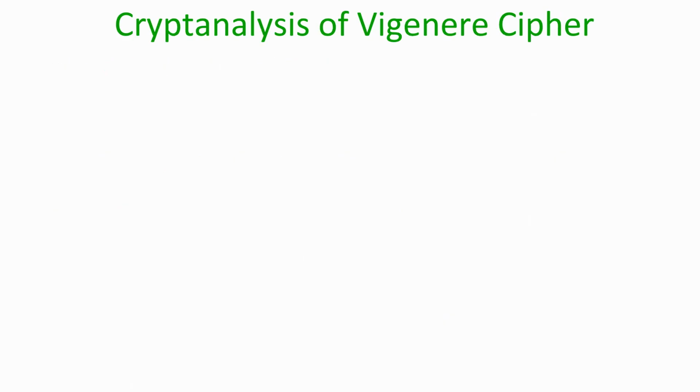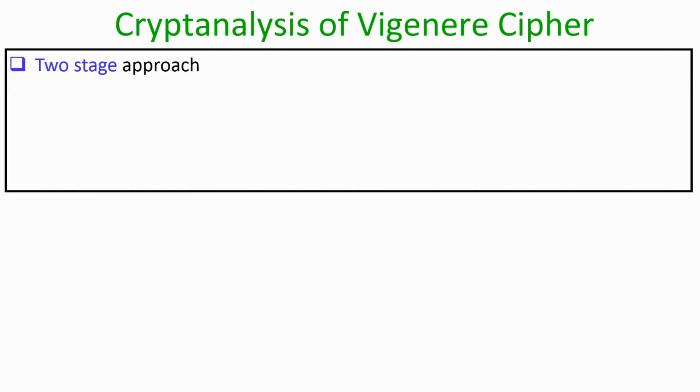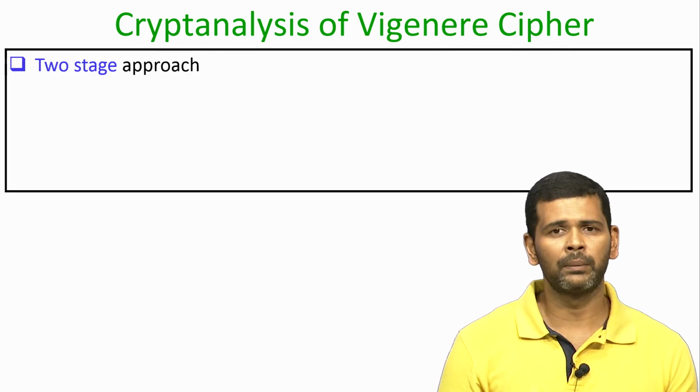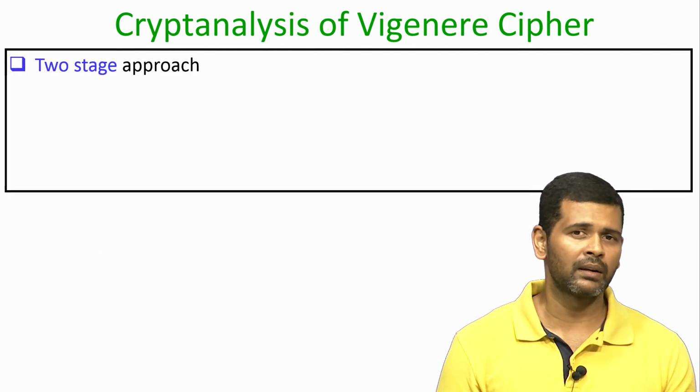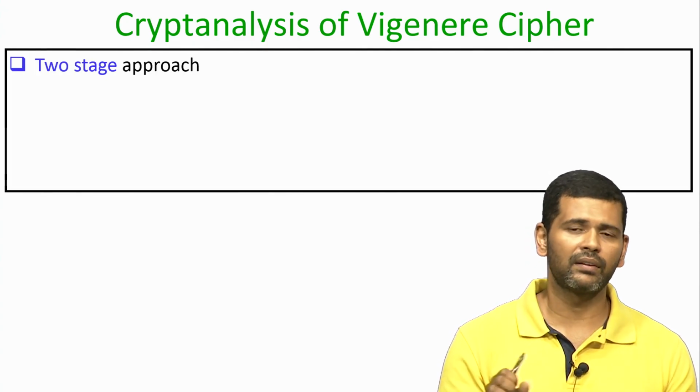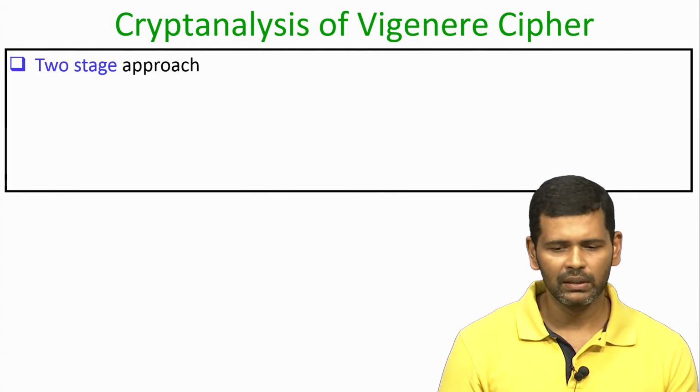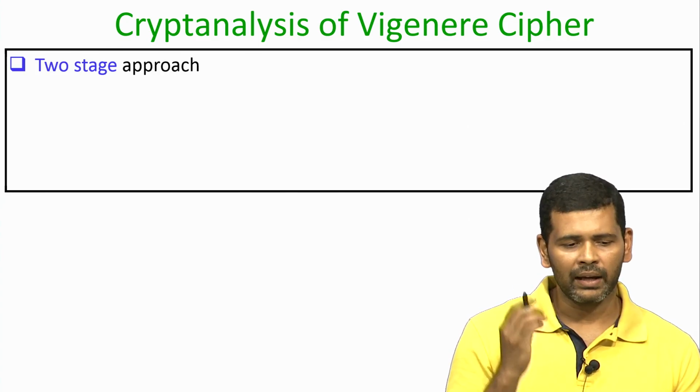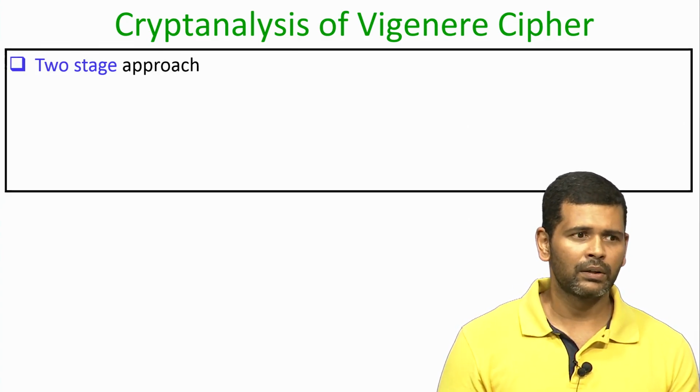Now one may feel that the Vigenere cipher is really difficult to break, but it turns out that we can actually perform cryptanalysis of the Vigenere cipher. That means we can break the Vigenere cipher in the ciphertext only attack model itself, and the attack happens by performing a two-stage approach.